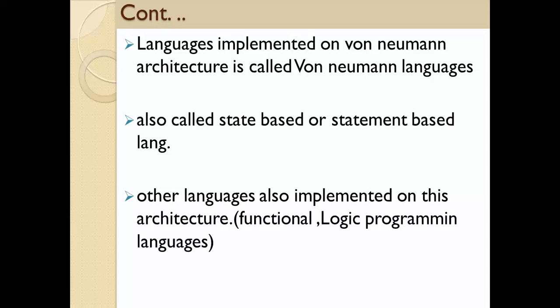We can say that other languages are also implemented on this architecture, that is functional and logic programming languages. Functional languages, we can say, are nothing but C++, C. These languages are also implemented with reference to this Neumann architecture.